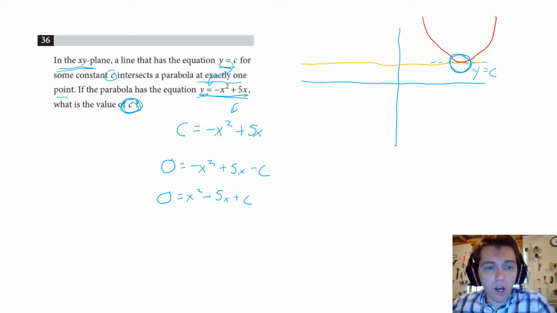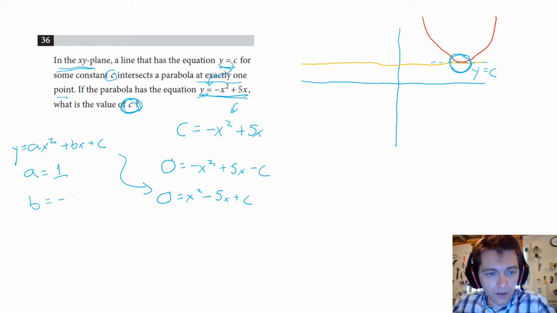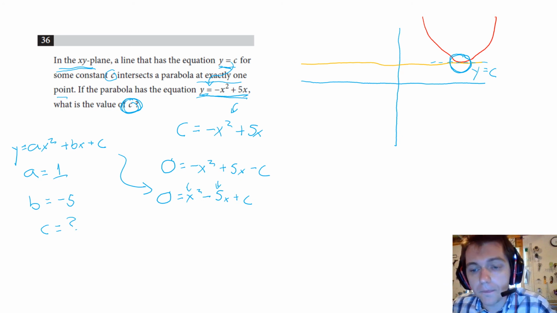So now, remember your quadratic equation form. y is equal to ax squared plus bx plus c. And use that to pull out those constants from this equation. So a is just equal to 1. b is equal to negative 5. Right? a was equal to 1, b was equal to negative 5. And c we do not know yet. So c is equal to unknown. That's what we're looking for here.